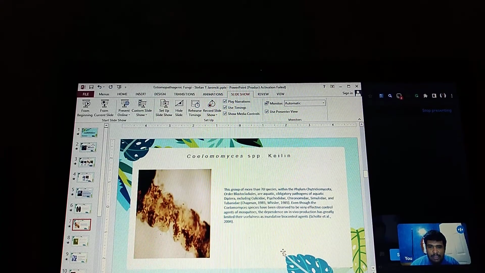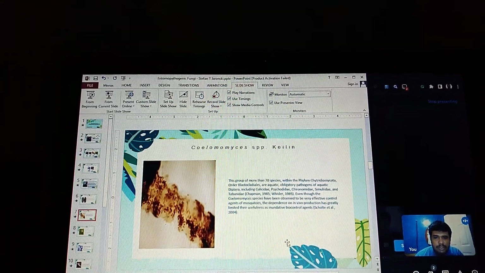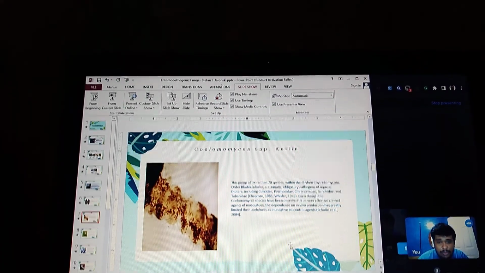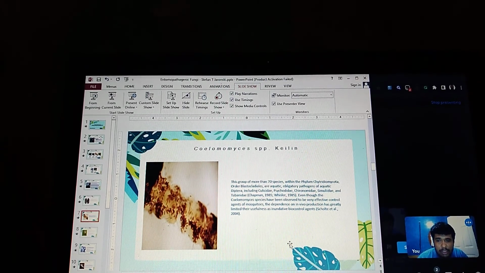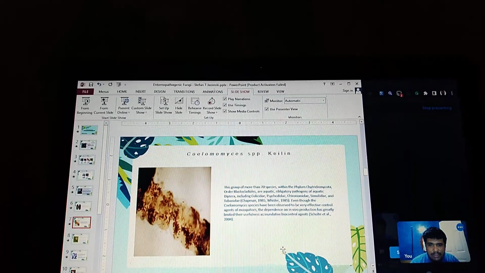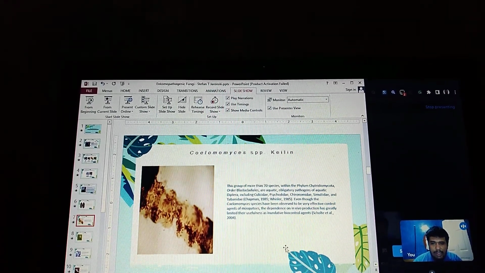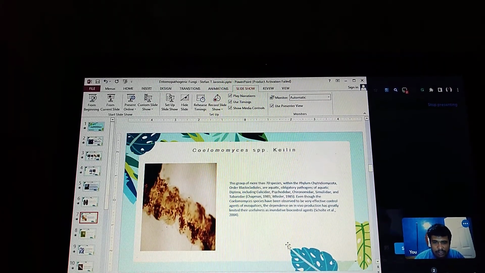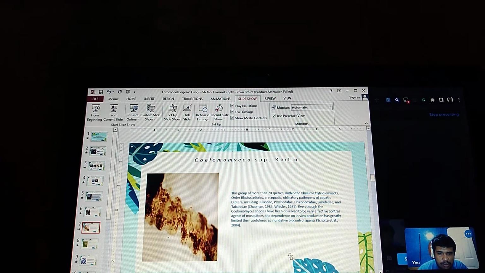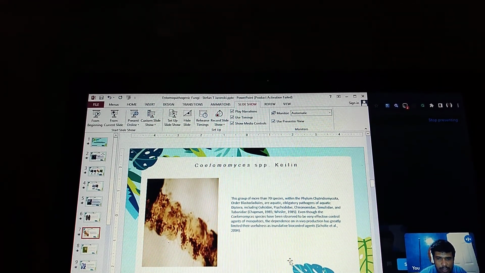Coelomomyces spp. This is a group of more than 70 species within the phylum Chytridiomycota or Blastocladiales. They are aquatic obligatory pathogens of aquatic Diptera, including Culicidae, Psychodidae, Chironomidae, Simuliidae, and Tabanidae.